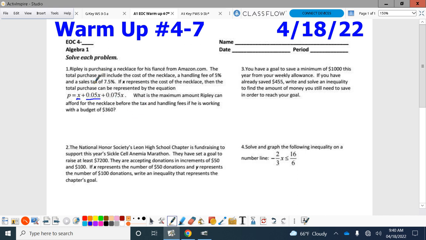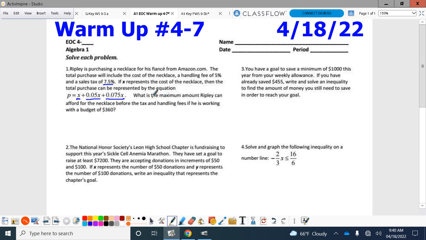But there's also going to be a sales tax because we live here in Tallahassee. It's going to be 7.5%. So that's going to be 0.075 times X. If X represents the cost of the necklace, then the total purchase can be represented by this equation. They give you the equation, guys. You don't have to write it.